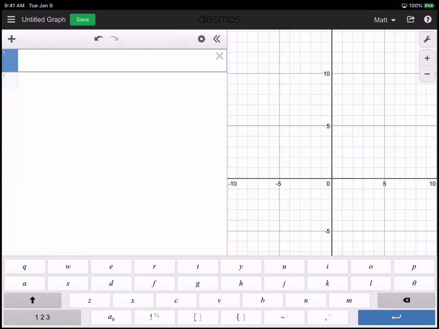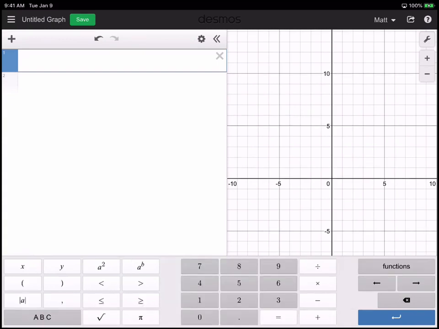All right, and in our final example, we're also going to just use Desmos here. So we're going to type in our functions here, and our first one is y is equal to x plus 6.